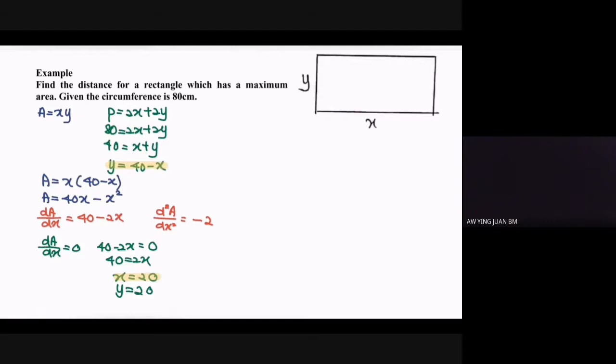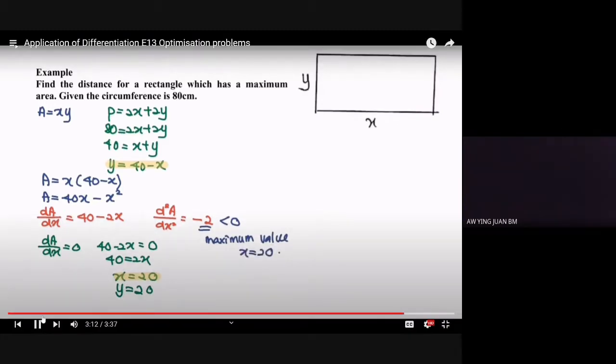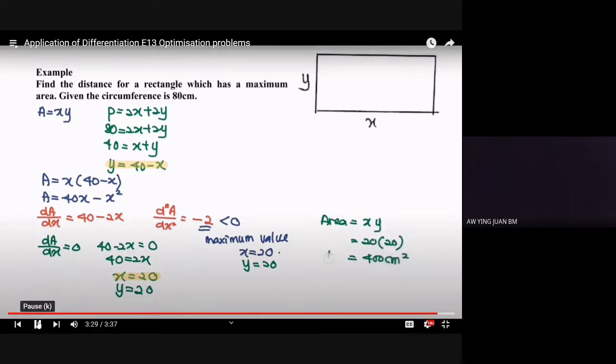So finally, we have to verify the solution. Since we have second derivative is a constant which is less than 0, meaning that it is a maximum value when x is equals to 20. So in here, we have the maximum value when x equals to 20 and y is equals to 20 and the area will be xy. So meaning that 20 multiple with 20, we have 400 cm square for the area.